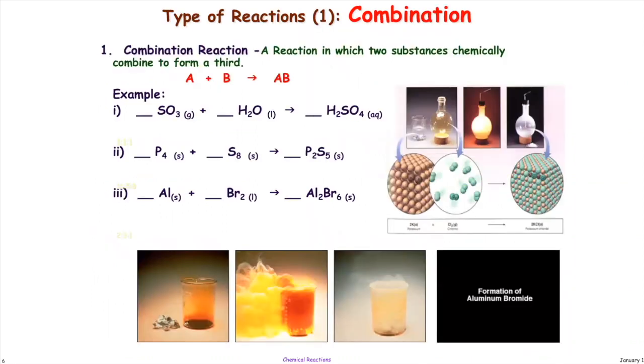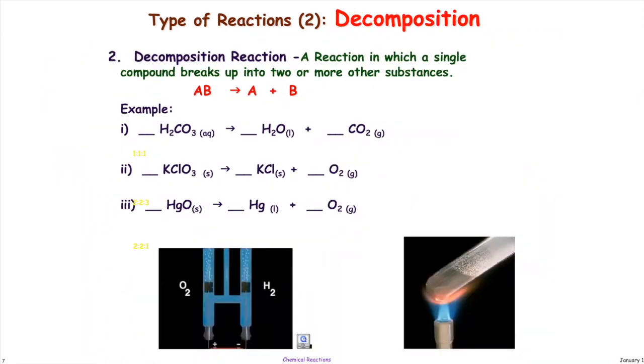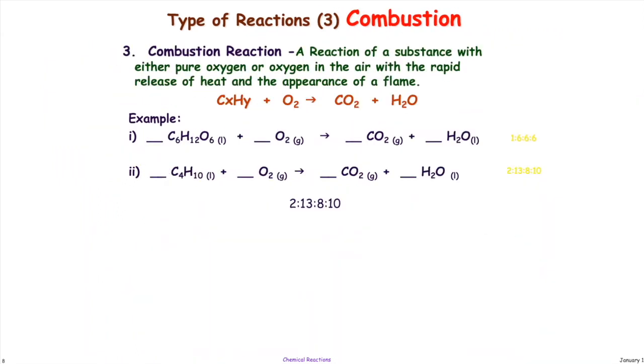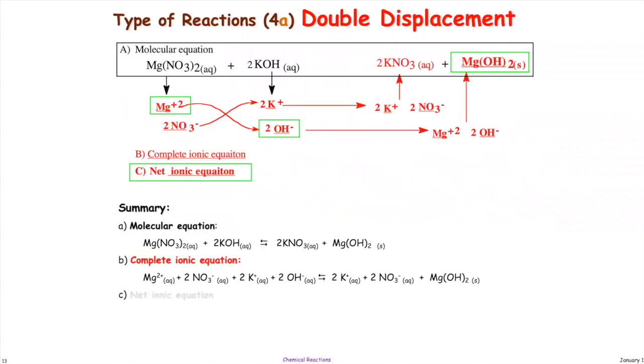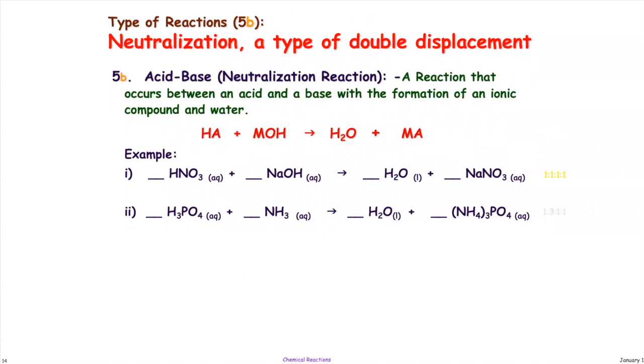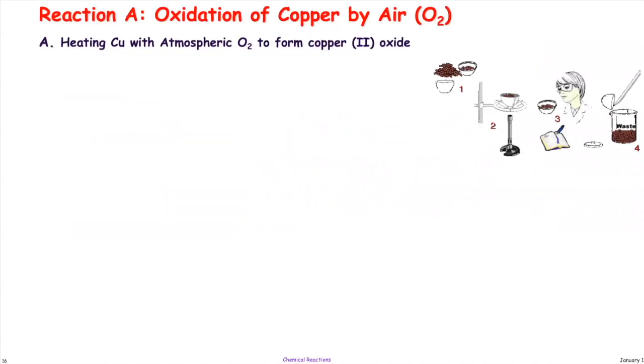The next few slides show you more examples. Okay, and again, I think we covered this back in chapter 7 when we did that in your activity. And here I actually show you how to balance a double displacement reaction. Okay, so let's take a look at the experiment itself. The first experiment that you are going to be doing is the heating of copper with oxygen.